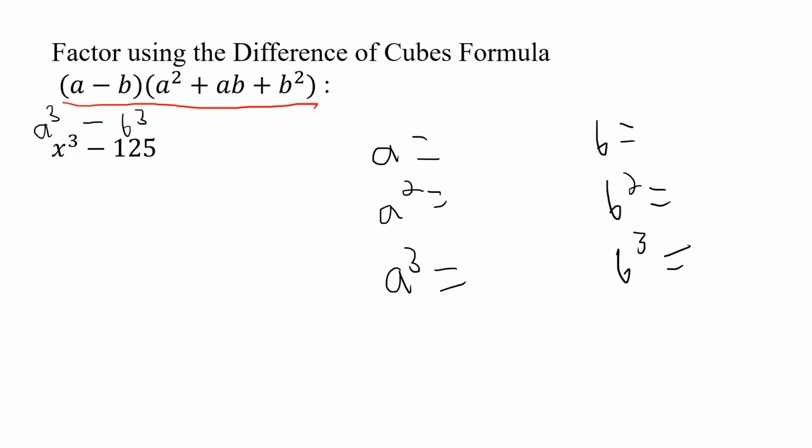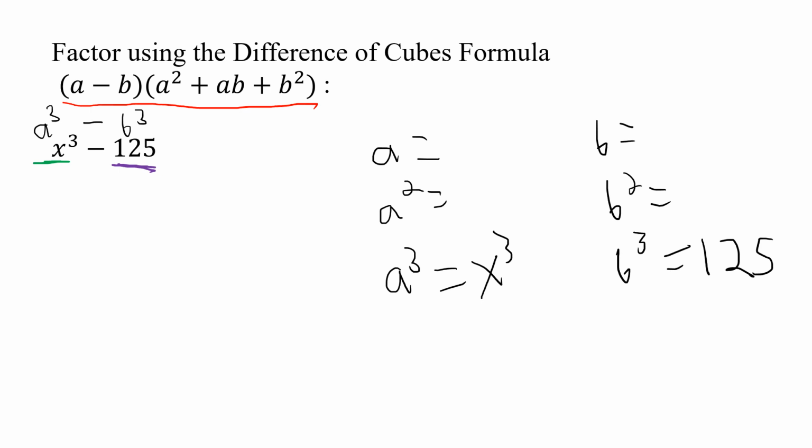Now, the expression already gives us the cubes. A cubed is just that first term in the x cubed minus 125. The first term is x cubed. Just in case you're wondering where I'm getting it from, I'm getting it from right here. That's going to be your a cubed. Your b cubed is going to be right here in the purple, that 125. The b cubed is what comes after the minus in a difference of cubes.